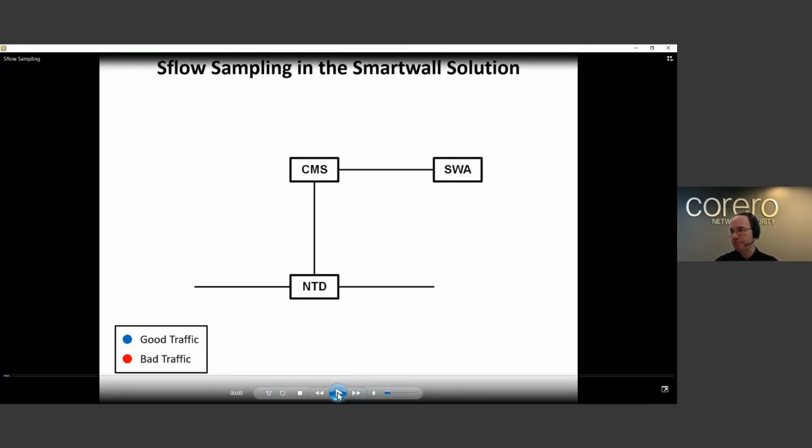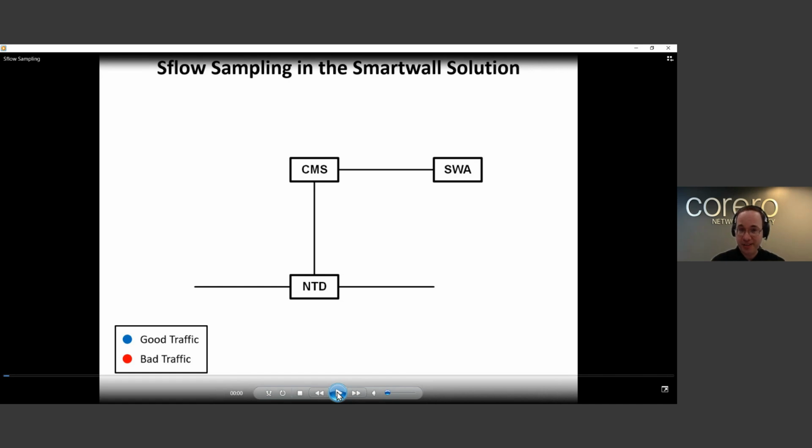So, all right, here are our 3 pieces. The NTD, which is responsible for blocking the attacks and sending the relative sample to the CMS. The CMS, which collects all the relative samples and performs a metadata analysis and a flat sample to the SWA, right? As a promise I made to an engineer, and I drew this diagram a long time ago, you will notice that the bad traffic goes through the NTD.